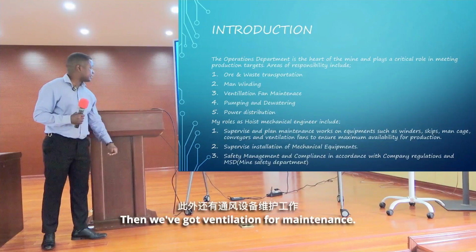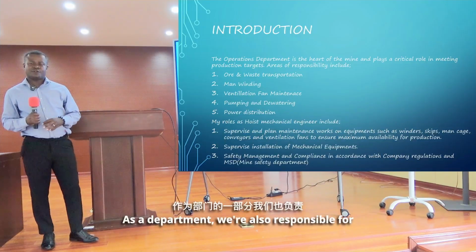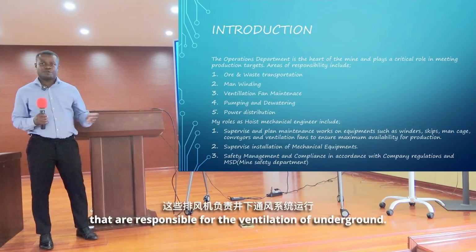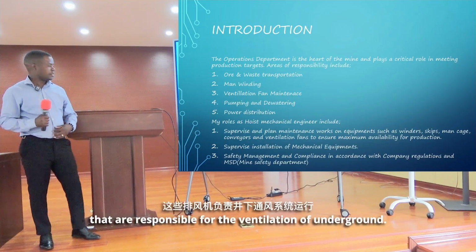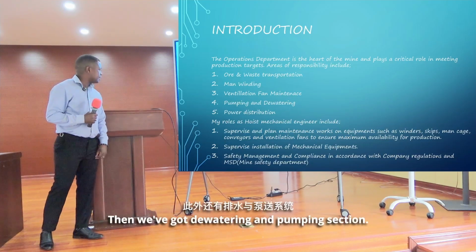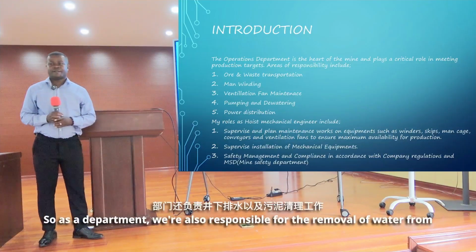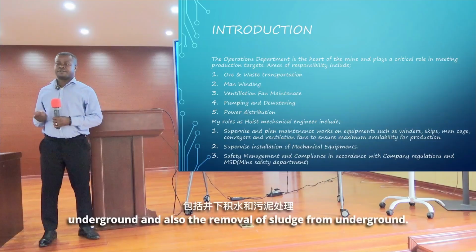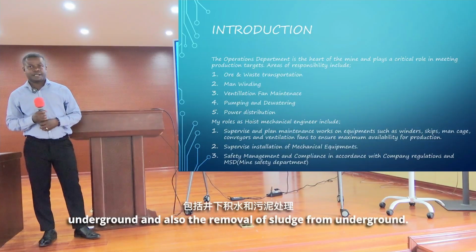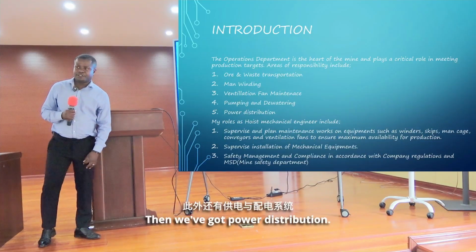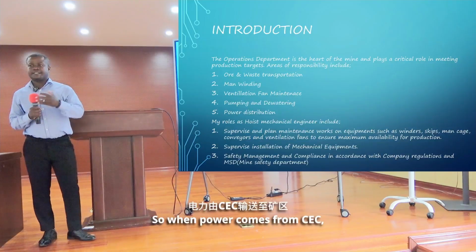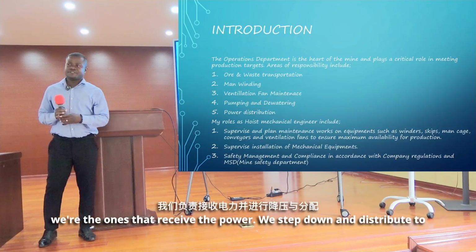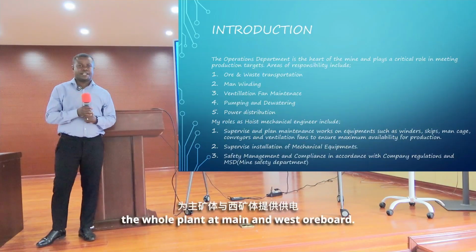Then we've got ventilation fan maintenance. As a department, we're also responsible for the maintenance of the exhaust fans that are responsible for the ventilation of underground. Then we've got the dewatering and pumping section. As a department, we're also responsible for the removal of water and also the removal of sludge from underground. Then we've got power distribution. So when power comes from CEC, we're the ones that receive the power. We step down and distribute to the whole plant at Main and West Body.